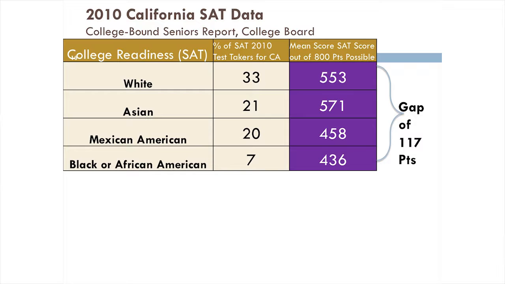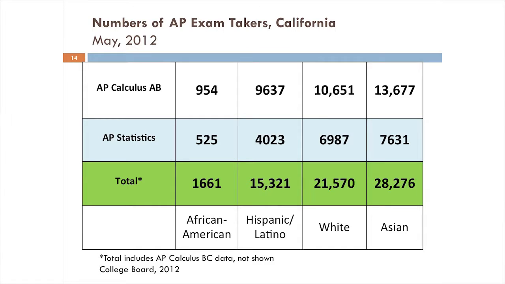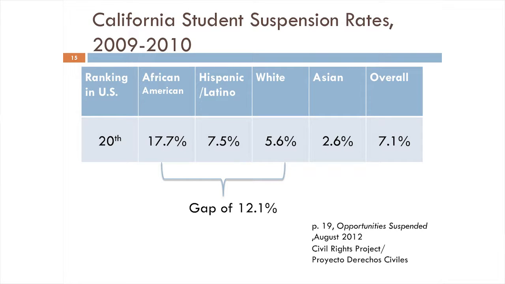So examples of achievement data: SAT scores, again, disaggregated by race so that we can see the gaps, right? Okay, so an example of access data: AP exam takers, again, disaggregated by race so we can see what the gaps are, where the differences are. And then opportunity data, an example of opportunity data are suspension rates, again, disaggregated by race, because if a student's suspended and they're not in class, that means they don't have an opportunity to learn, right?